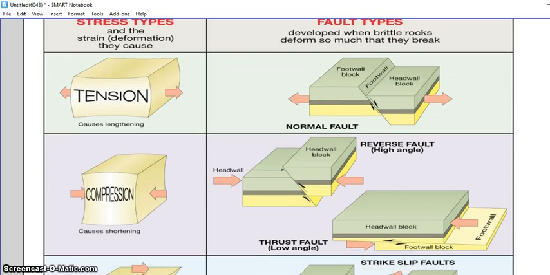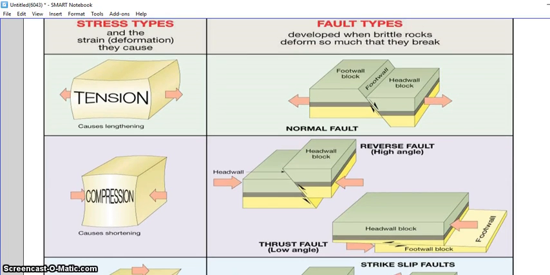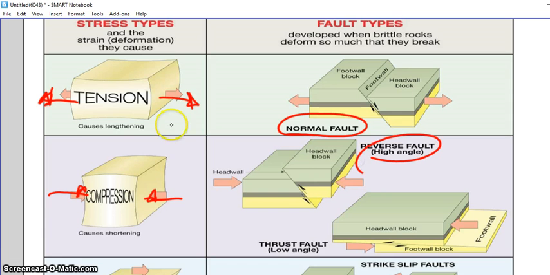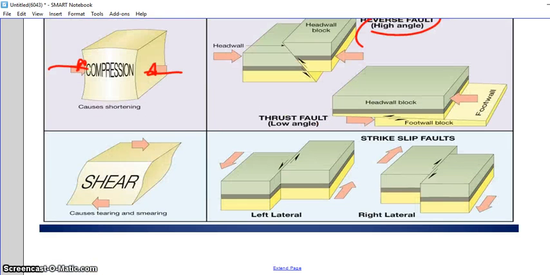Okay, here's a great picture for you to look at. Tension is when the plates are moving away from each other, like some of you right now are under a lot of tension and stress. This is what we call a normal fault. Compression, when the plates come together, is what is called a reverse fault. And the last thing I want to point out is the transform boundary, and this is what we call a strike-slip fault.